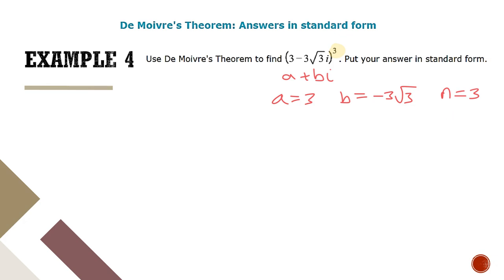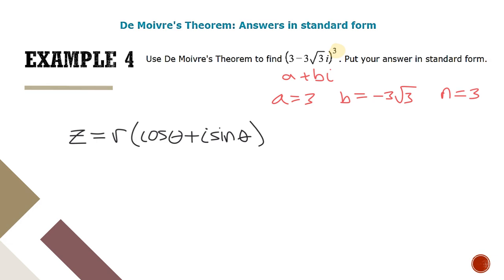So the idea is we want to write z is equal to r times the cosine of theta plus i times the sine of theta. Eventually we will put it to the third power, but we're going to just do this first, and then take it to the third power. I like doing this first because we need to find theta and r. So how do I find theta and r?